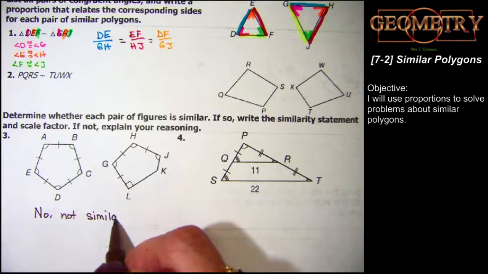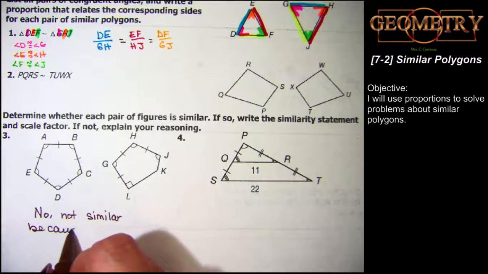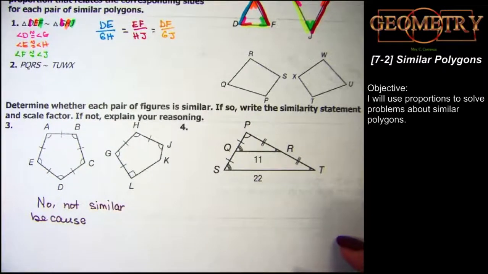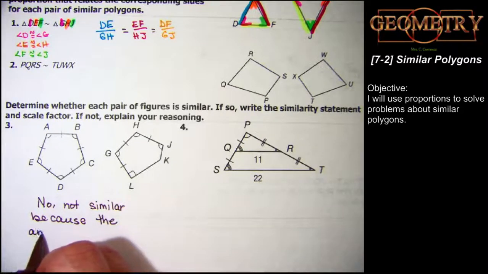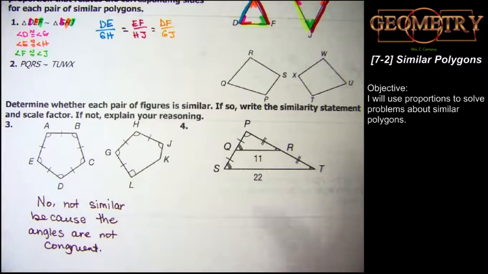And we have to justify. So I'm going to write the word because. Because why? The angles were not congruent. Very good. Perfect. Let's look at number 4. Similar, not similar.